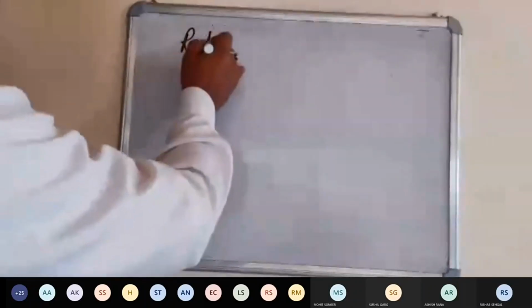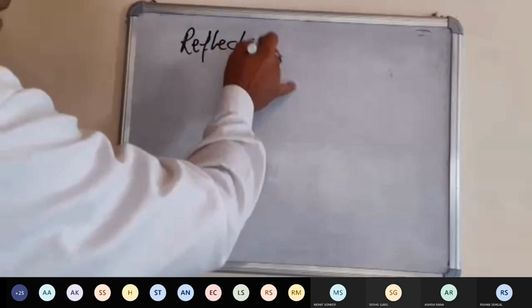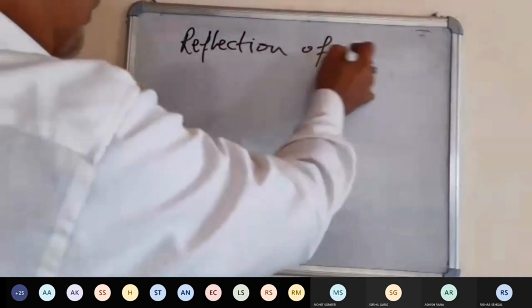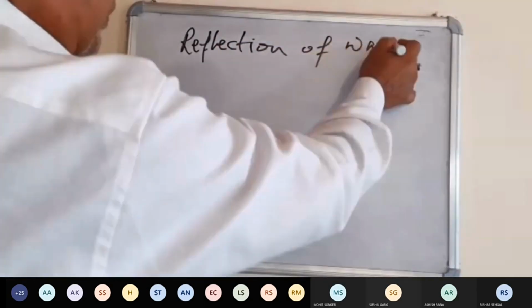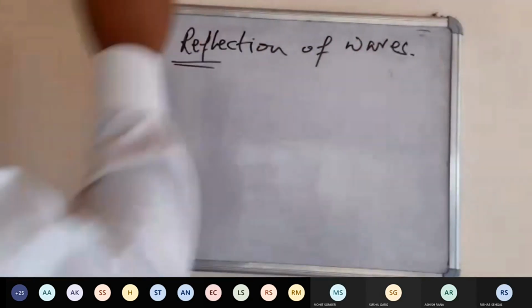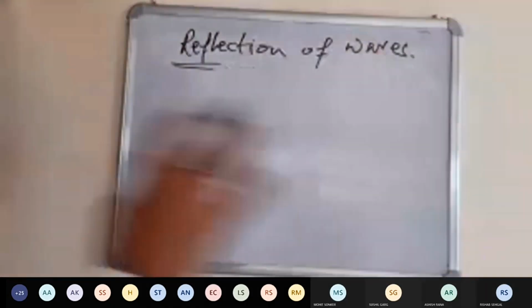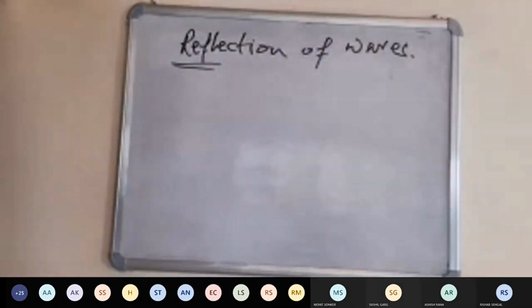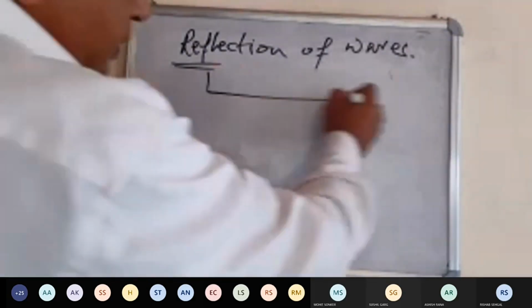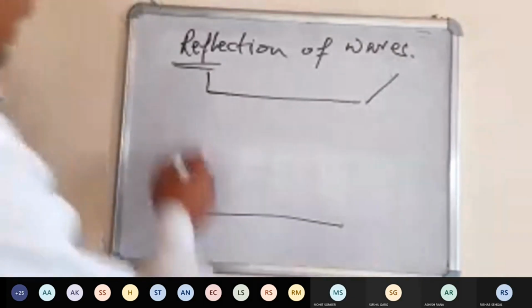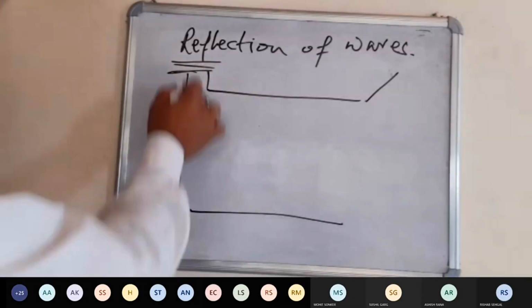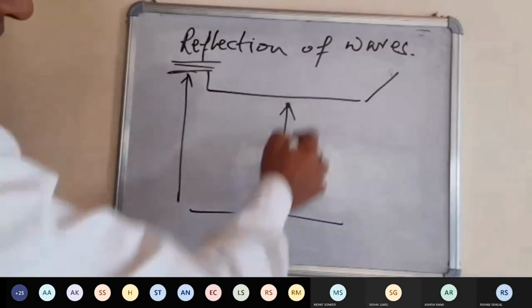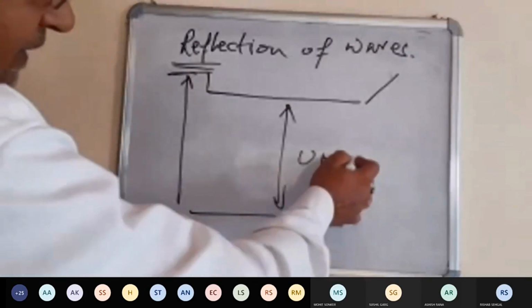The basic principle is a reflection of the wave. This is the basic principle, simply reflection of the waves. Echo sounder, electronic device to measure the depth of the water. Either we can read the depth of the water or we can read the UKC.